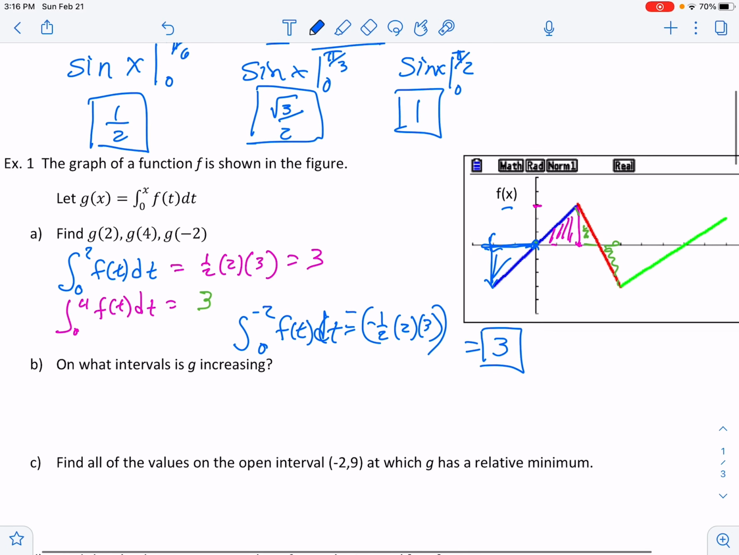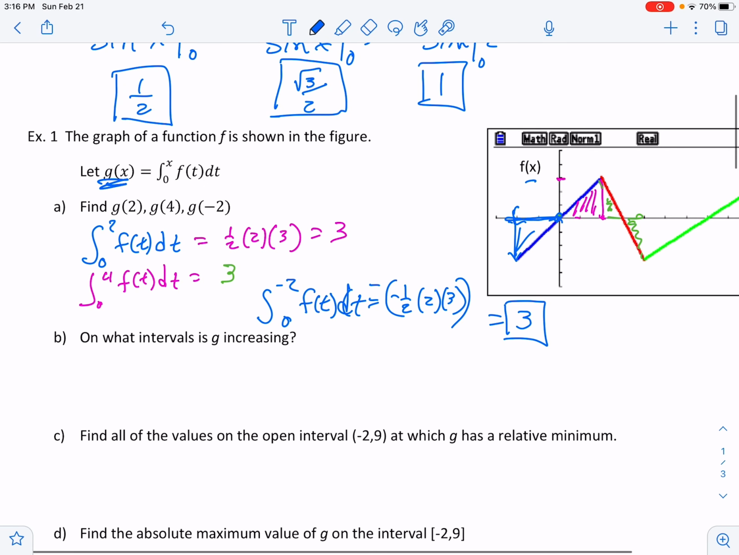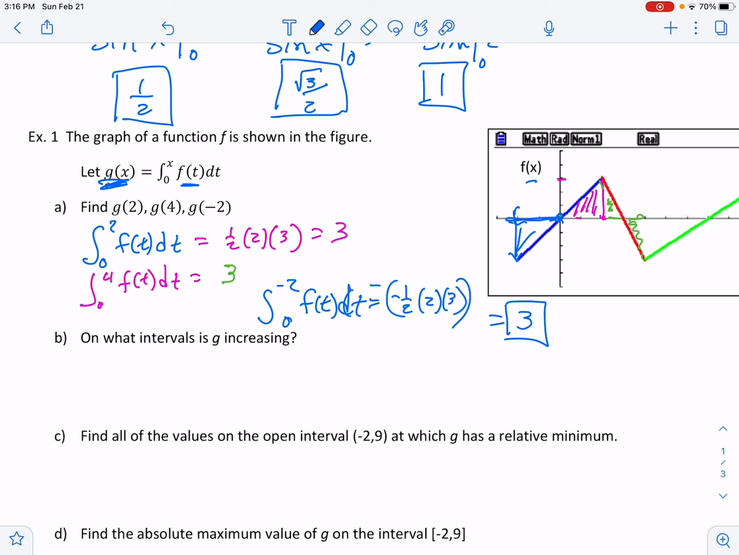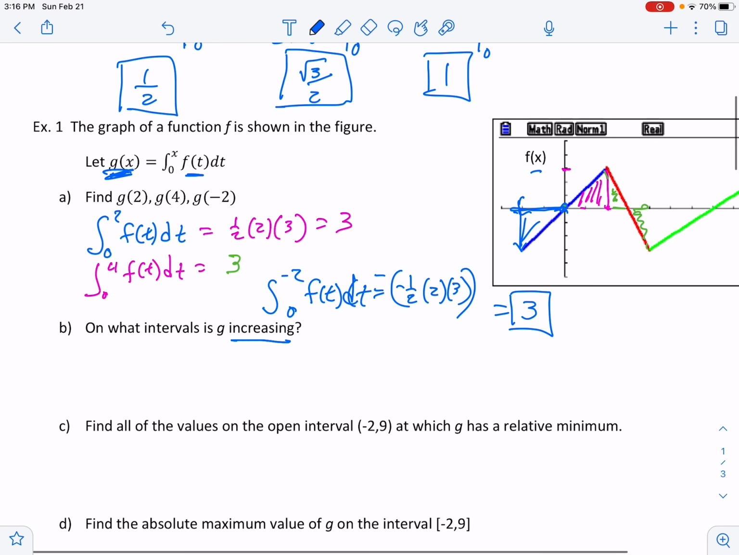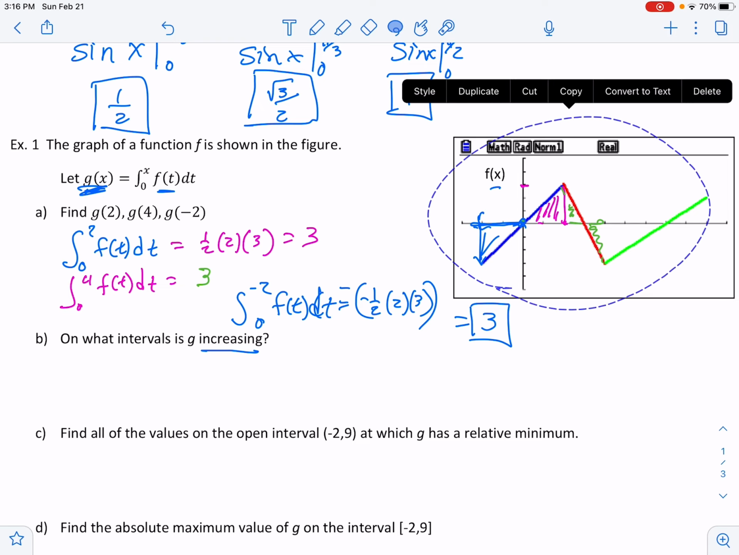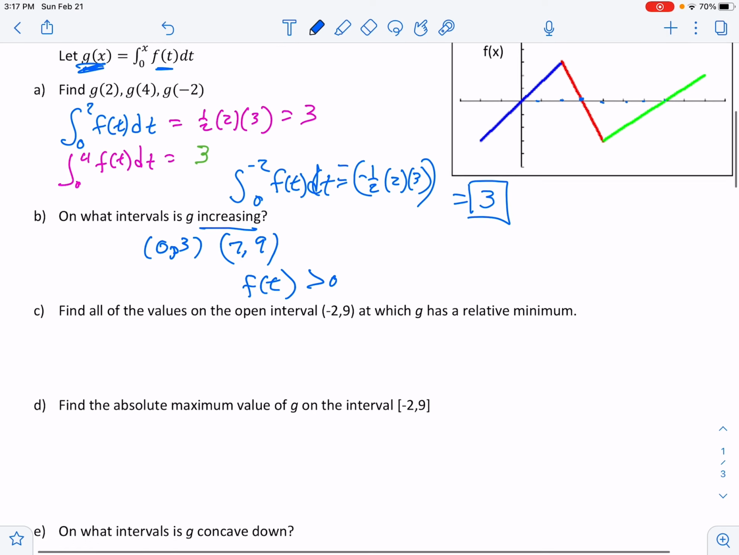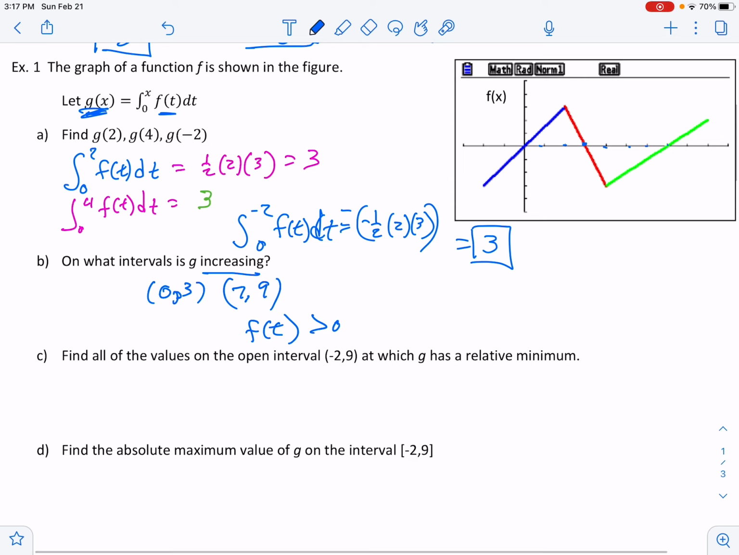What intervals is g increasing? Remember, that's this function. Well, this is the derivative of that. F is the derivative of g, so if the function's increasing, the derivative has to be positive. So it's positive from, let's get rid of all that stuff, 1, 2, 3, it's positive from 0 to 3. It's 3, 4, 5, 6, 7, and then 7 to 9. Because f of t is greater than 0. There's my justification.